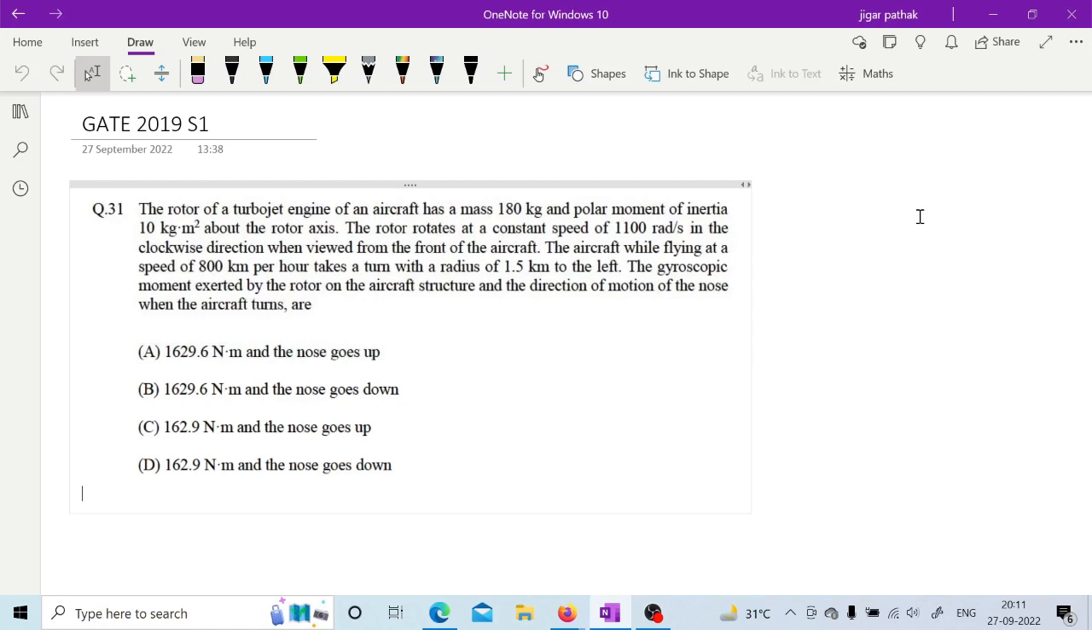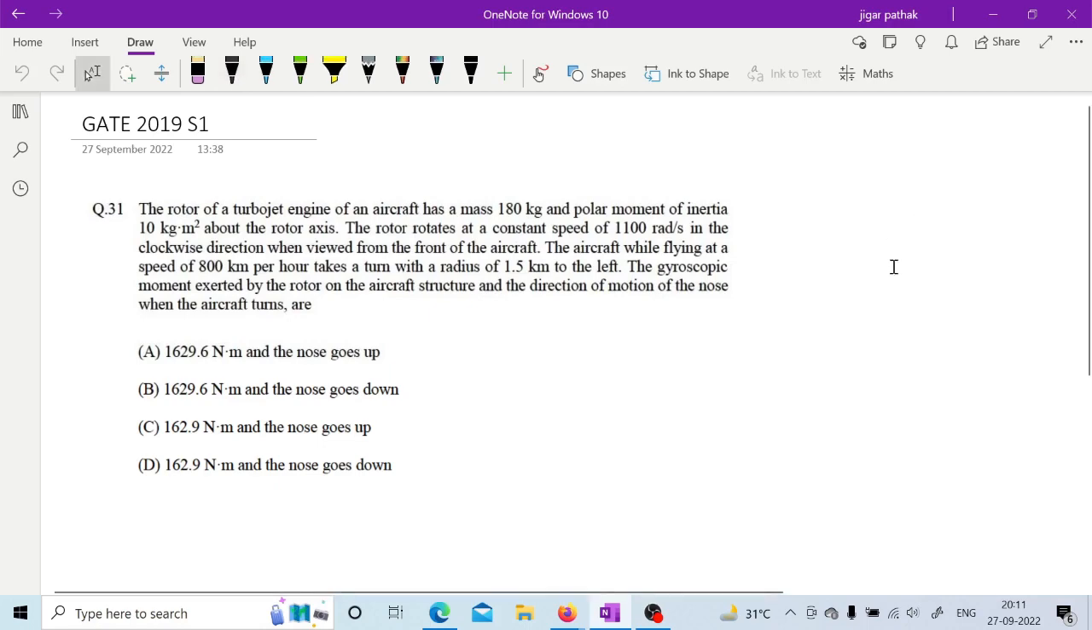So again you have to calculate that I omega p, and you also have to mention what will happen to the nose. So can you try it by yourself? Type in your answer in the chat box, whatever option you are getting. Can you please try?